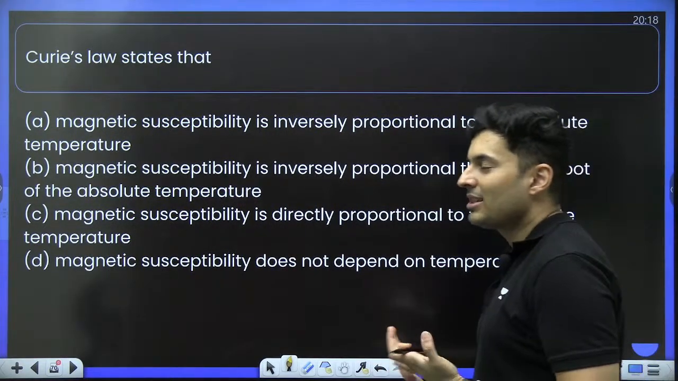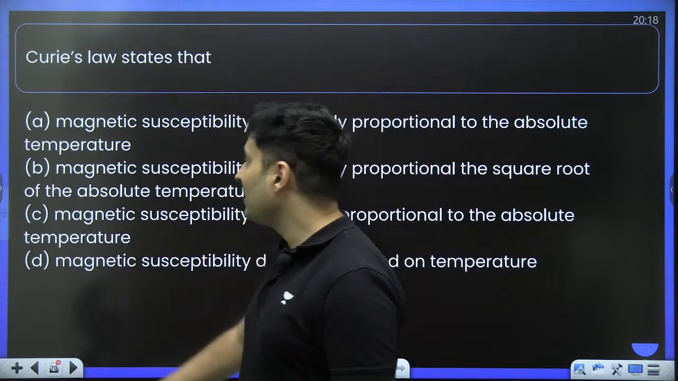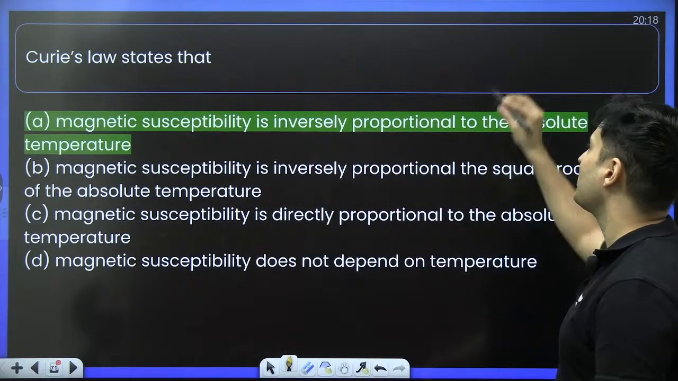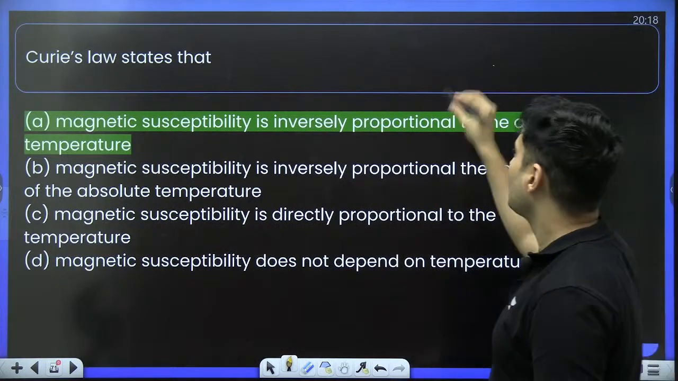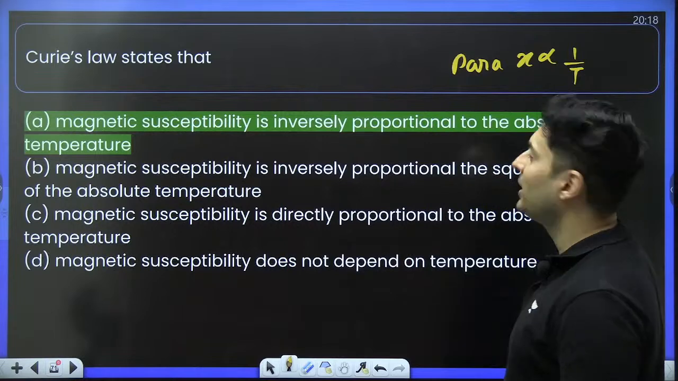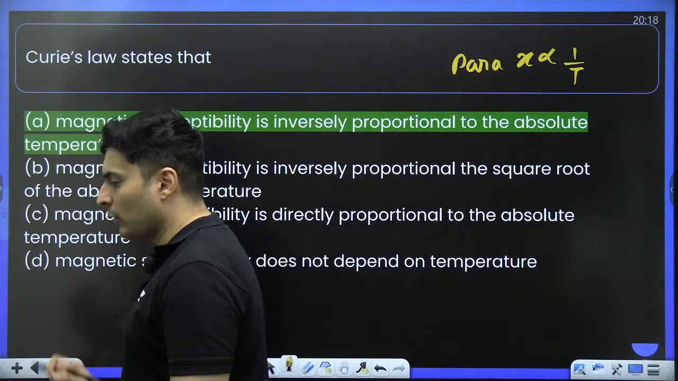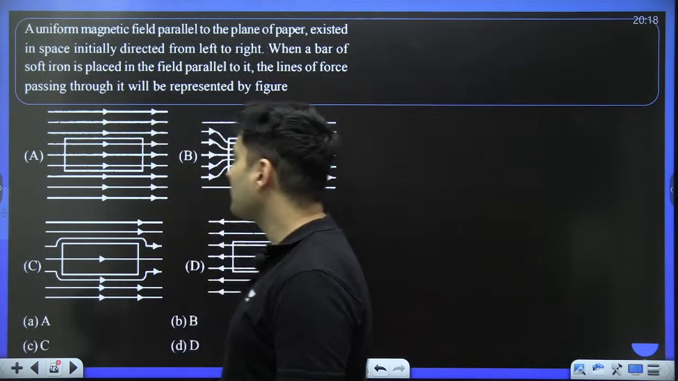What is Curie's law? Curie's law is used for paramagnetic material and it says that X is inversely proportional to the temperature. Yes, this is for paramagnetic materials. X is inversely proportional to the temperature. So that is option A, of course. Very good. Proud of all of you giving the correct answers.